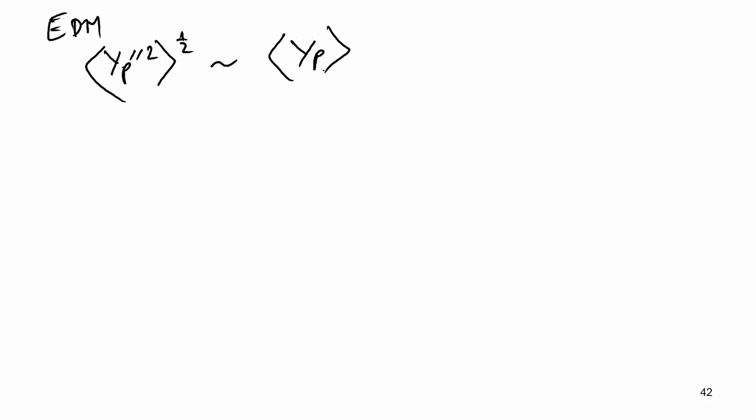Now, there is another model called the Eddy dissipation model. Okay. And this was done by Magnussen, and they replaced this (yp double prime) whole square half with the mean mass fraction. Okay. That is, the mean yp.